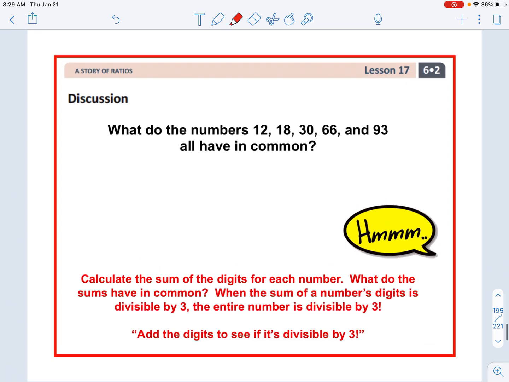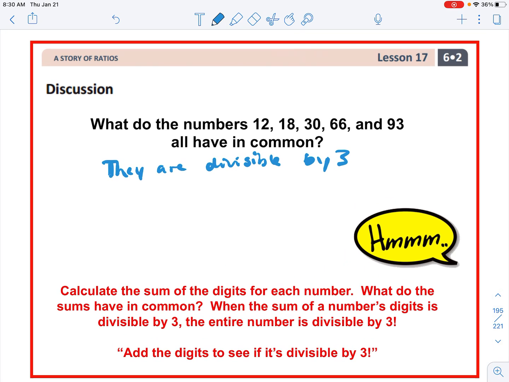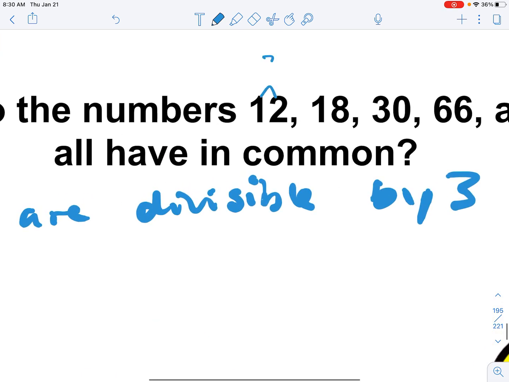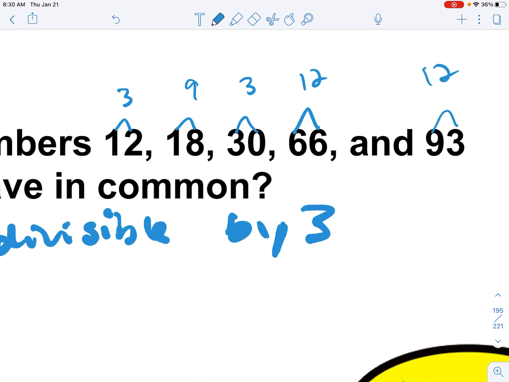So let's take a second to look at these numbers. It says, what do the numbers 12, 18, 30, 66, and 93 all have in common? Well, they are divisible by 3. Now at the bottom it says, calculate the sum of the digits for each number. What do the sums have in common? So 1 plus 2 is 3, 1 plus 8 is 9, 3 plus 0 is 3, 6 plus 6 is 12, and 9 plus 3 is 12 as well.